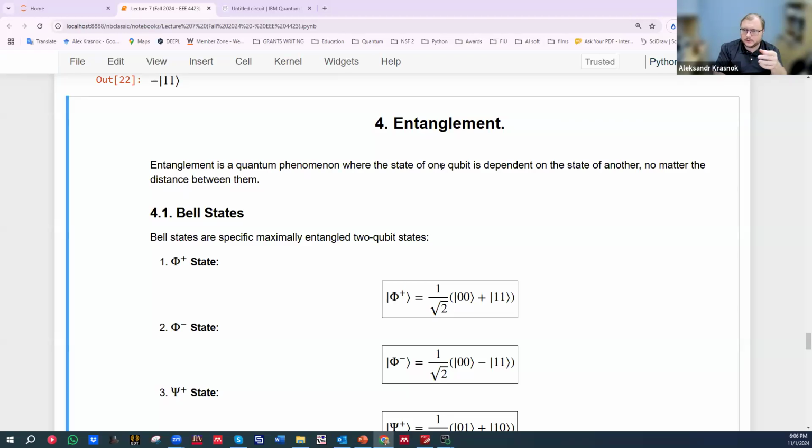But the key point here is that if you take these two qubits apart, they still will be entangled. So you take them, interact, take them apart, and they will be entangled. Which means that if you measure the state of one qubit, it will immediately, at the same time, like instantly, affect the state of the second one.